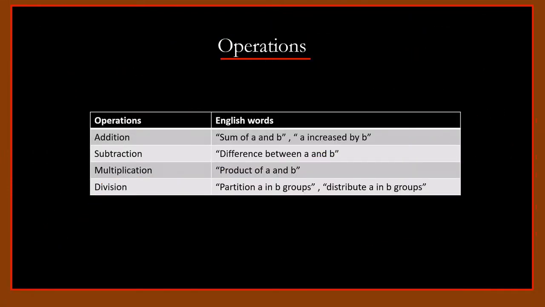English words that have the same meaning for addition are sum of a and b, and a increased by b. The word for subtraction is difference between a and b. Multiplication is product of a and b, and the word for division is partition a into b groups or distribute a into b groups.